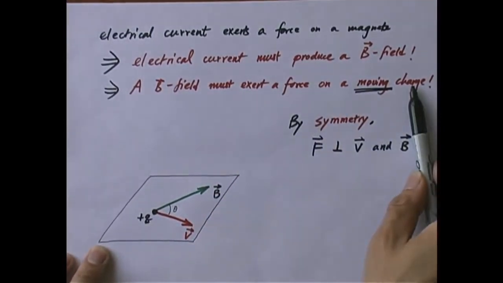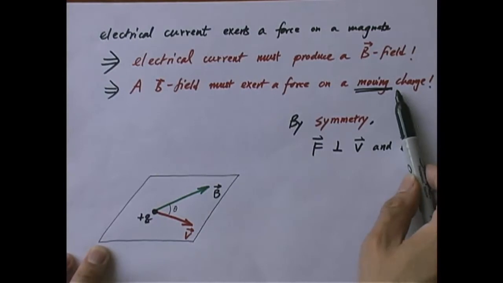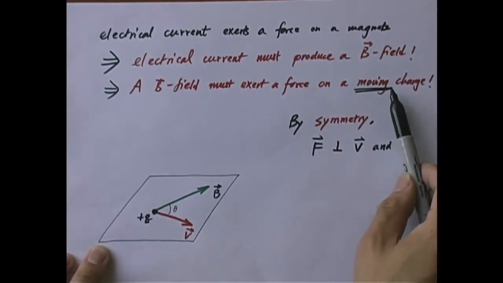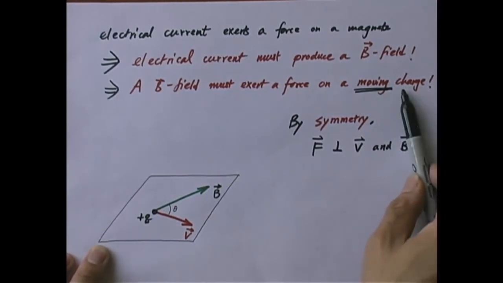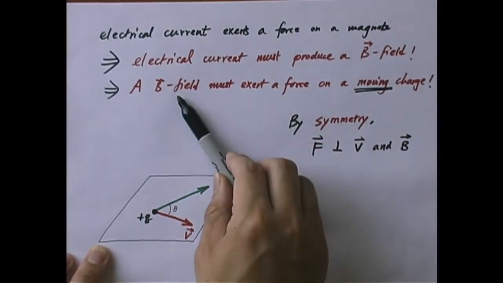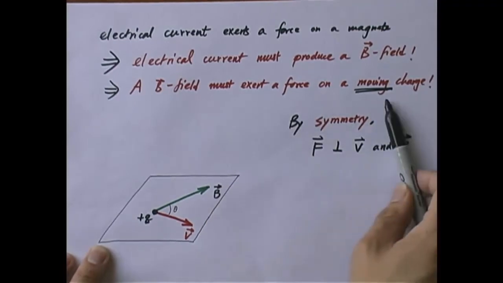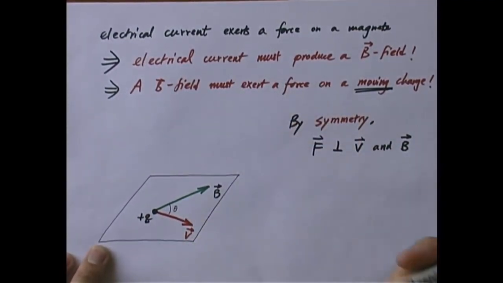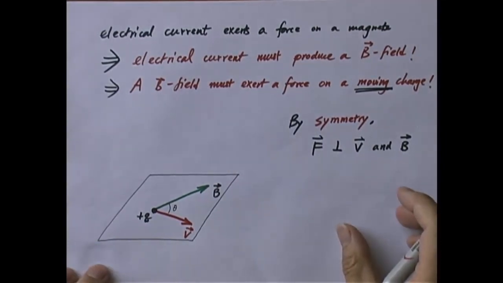Now, it also means that a magnetic field, a B field, must exert a force on a moving charge. Because a moving charge, which is equivalent to a current, can produce a magnetic field, right? We learned that. Therefore, another external magnetic field can interact with it and exert a force on it. So these are the conclusions we can draw from this demonstration.